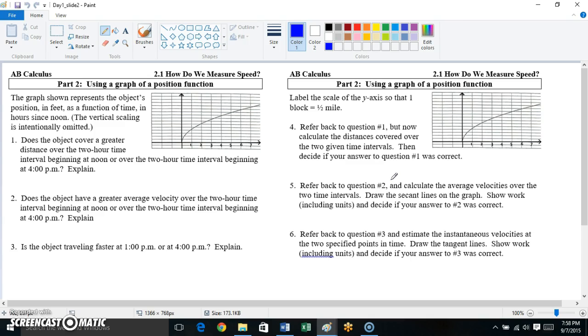All right, so we've just looked at tables, and now we're going to look at graphs. So in this graph, it says we have an object's position in feet on the y-axis, and hours since noon on the x-axis, or the time axis. So this is noon, time in hours, and position, s of t, is in feet, and this is distance.